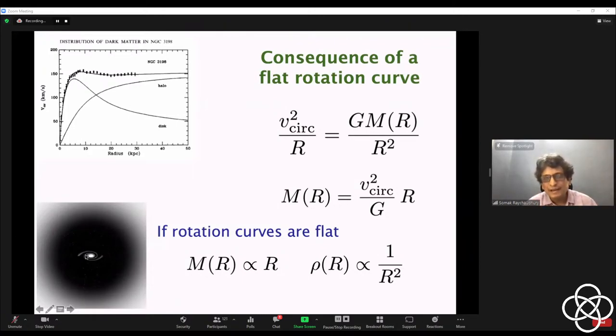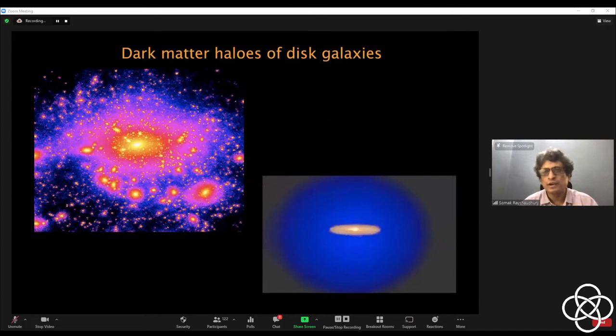So here is a little galaxy in the middle, but it's actually embedded in a big halo of dark matter. When you take an optical picture, you only see the little galaxy in the middle, but the halo of dark matter has a mass profile that is proportional to R. This is constant. And that means if rotation curves are flat, then the density of matter, and this is what we call dark matter, density of matter is proportional to 1/r^2. So these are what galaxies look like. They're sitting in large halos of dark matter.